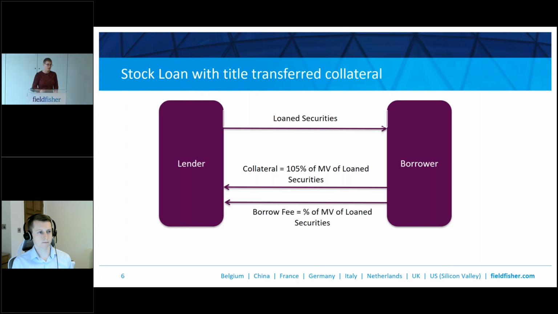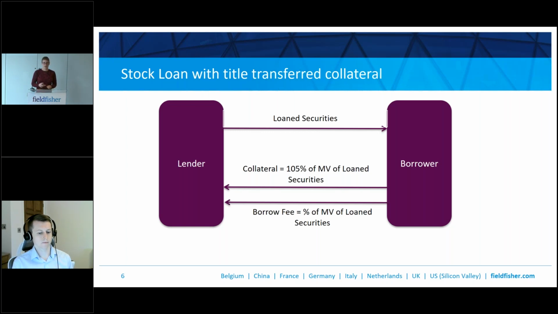It can onward lend them. It can borrow them to short sell them. And the borrower has a contractual right to return equivalent securities to the lender at the end of the loan. To compensate the lender for the loan, the borrower will pay a periodic borrow fee, which is typically a percentage of the market value of the loan securities, and that will be paid periodically, typically monthly.